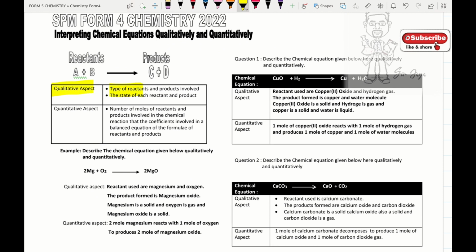We have to state the reactant and the name of the product, and we have to state their physical condition, whether they exist in solid form, liquid form, or gas. Next one, quantitative aspect. We have to state the number of moles of reactant and the product involved in the chemical reaction, the coefficients in the balanced equation. So after we balance the equation, we have to check the formula. In front of the formula we have to get the number of moles.